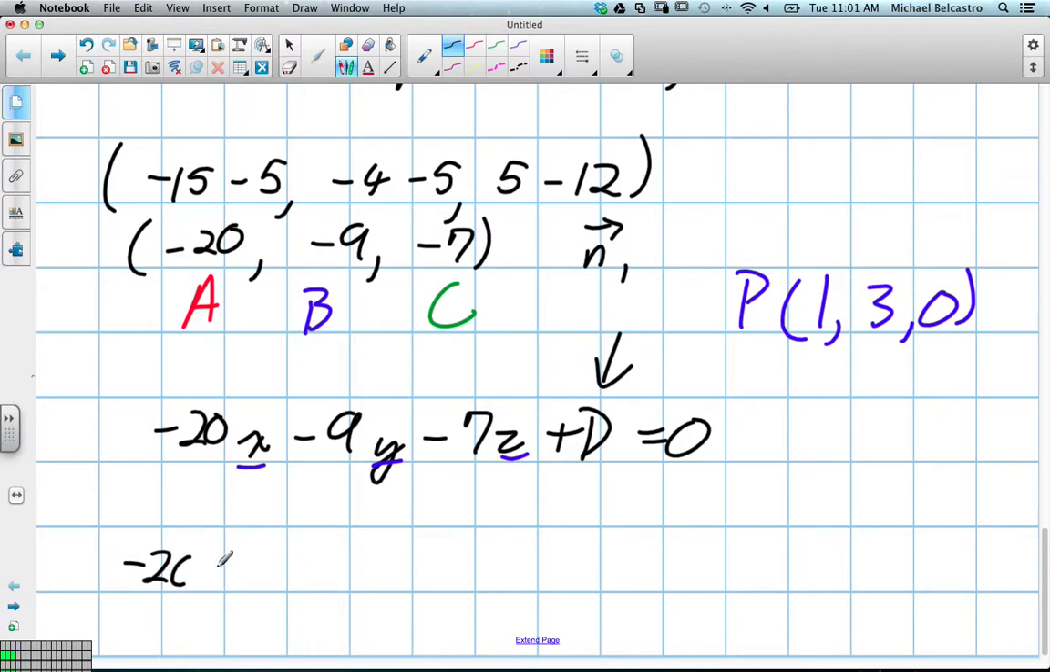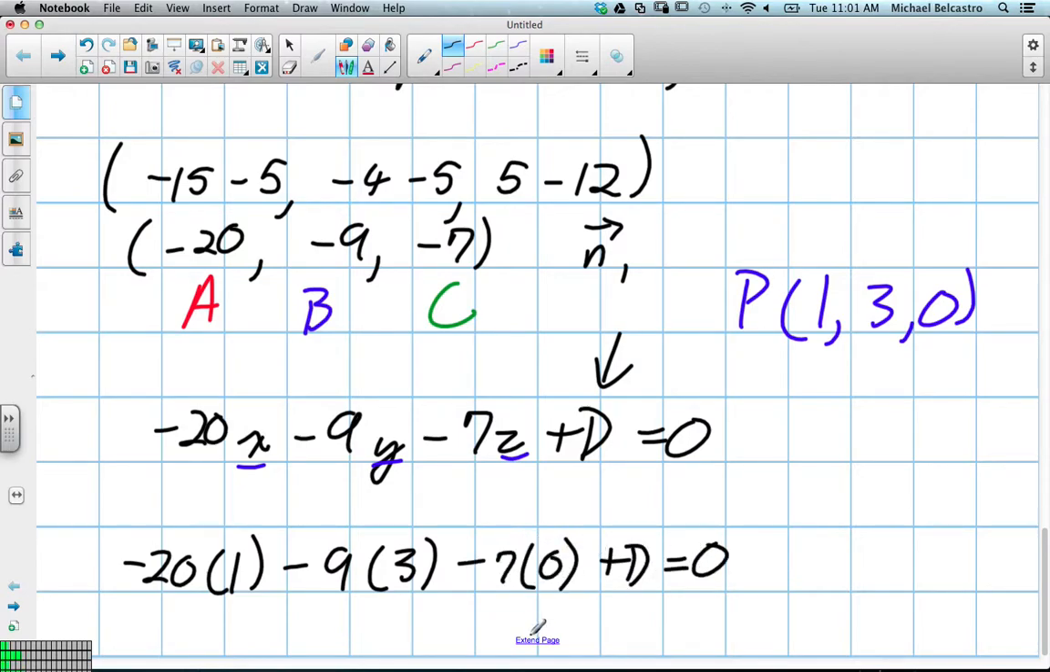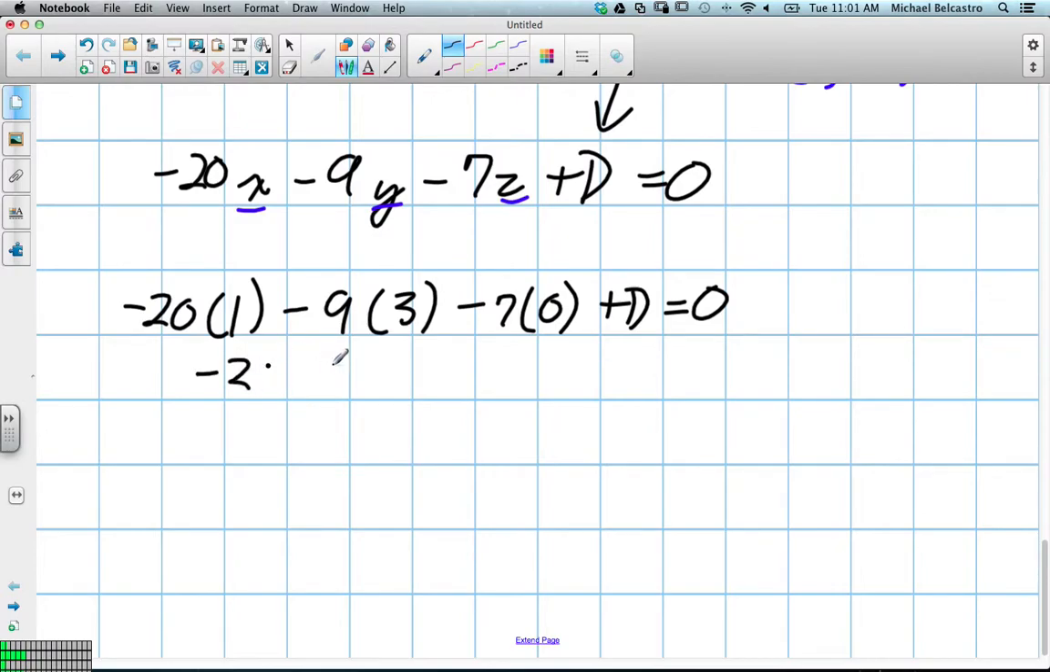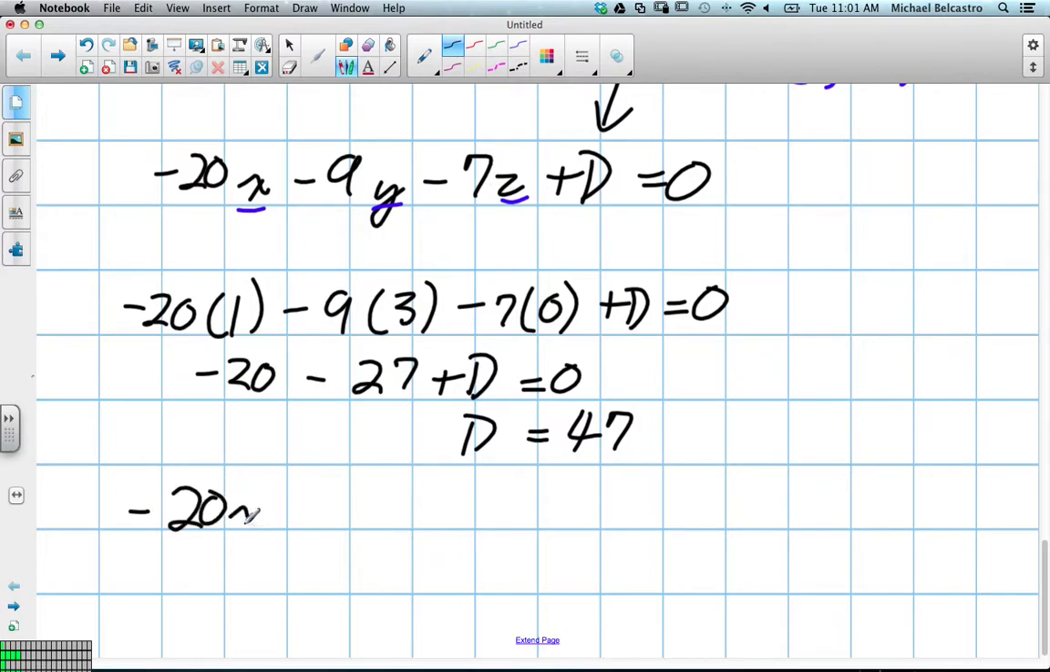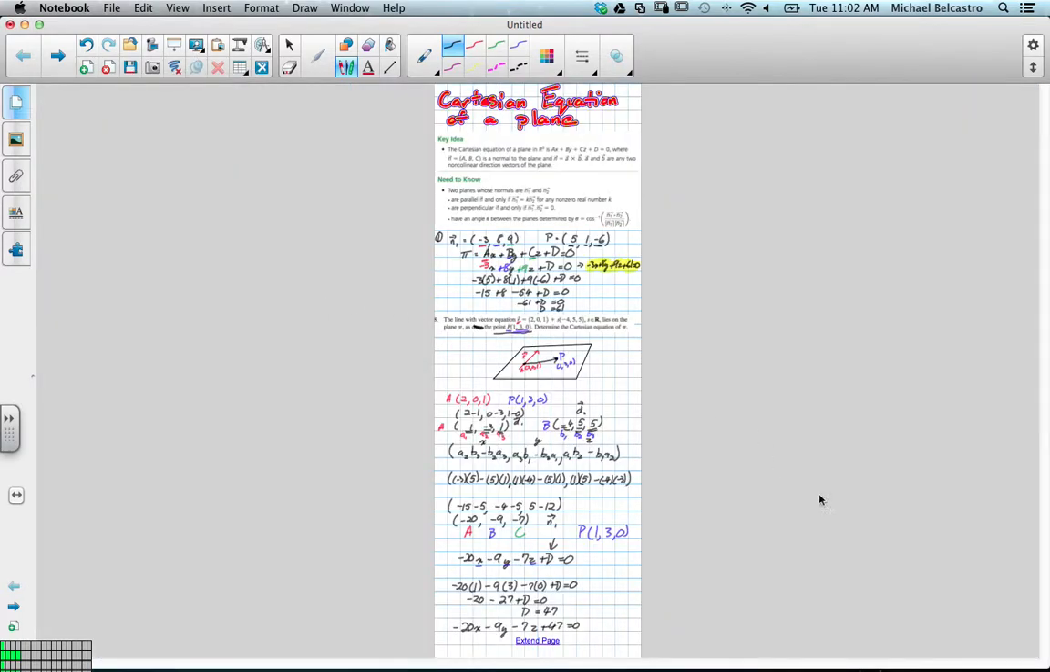So negative 20 multiplied by 1 minus 9 multiplied by 3 minus 7 multiplied by 0 plus d will give us 0. Negative 20 minus 27 plus d equals 0. I think d will be positive 47, which means our Cartesian form is negative 20x minus 9y minus 7z plus 47 is equal to 0. Whole lot of info.